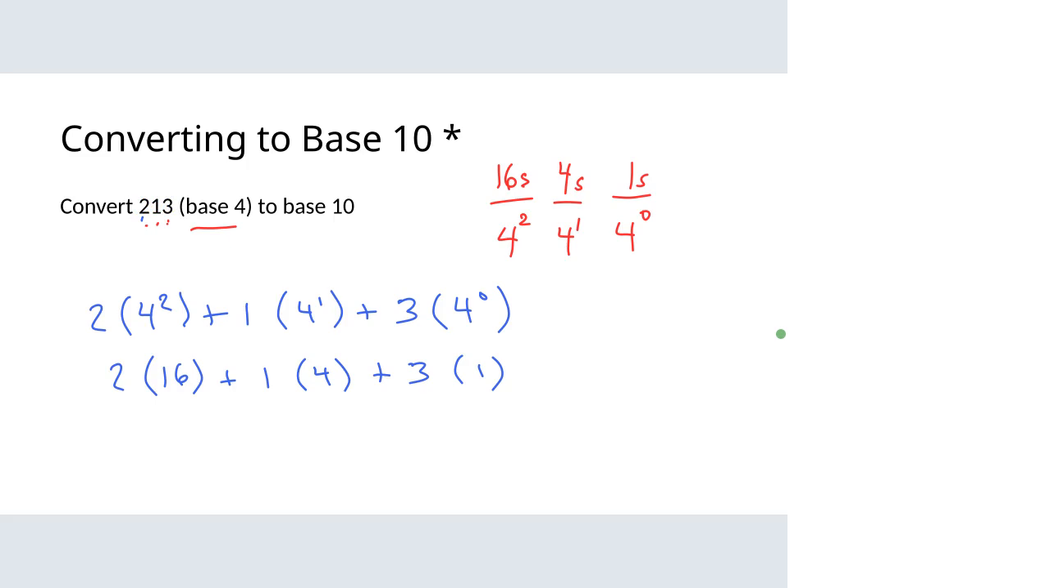Now I just need to simplify. 2 times 16 is 32, plus 1 times 4 is 4, plus 3 times 1 is 3. 32 plus 4 plus 3 is 39. And what we're saying then is 39 base 10 is the same as 213 base 4. Those two are the same as each other.